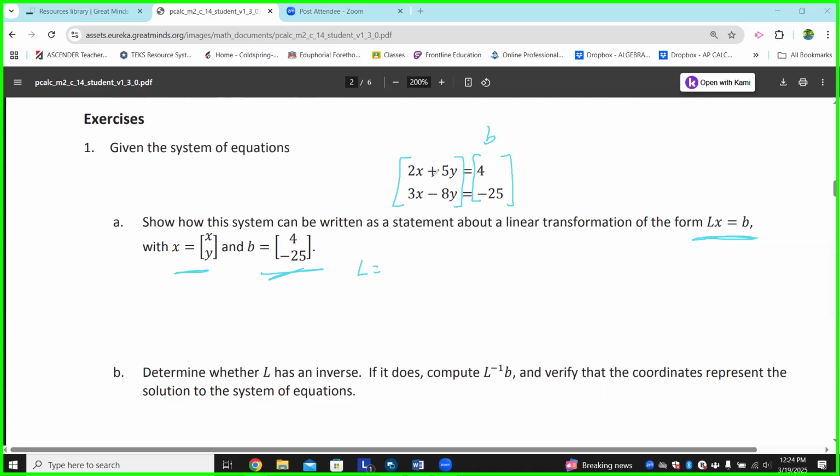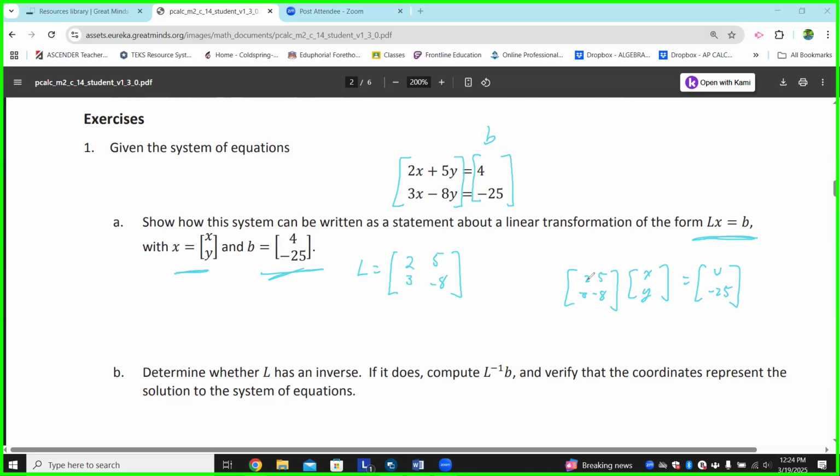All right, what we're going to do is we're just going to write all of the coefficients down. So this will now become 2, 3, and this will become 5, -8. All right, that is my L. So when I bring it all together, I have my 2, 5, 3, -8 times my XY equals my 4, -25. All right. Now, if you're unsure that I'm correct, how can I multiply matrices?